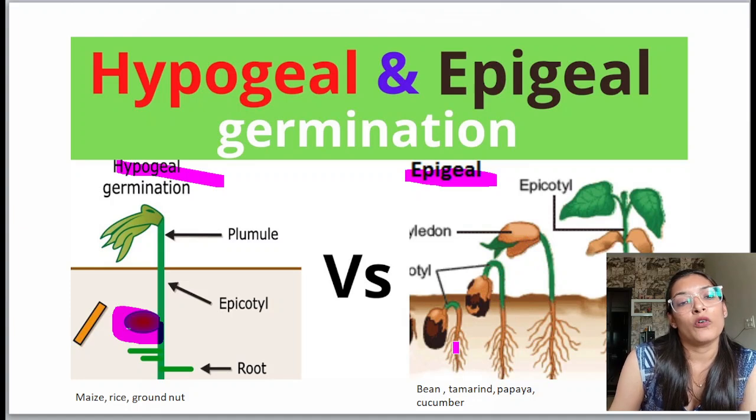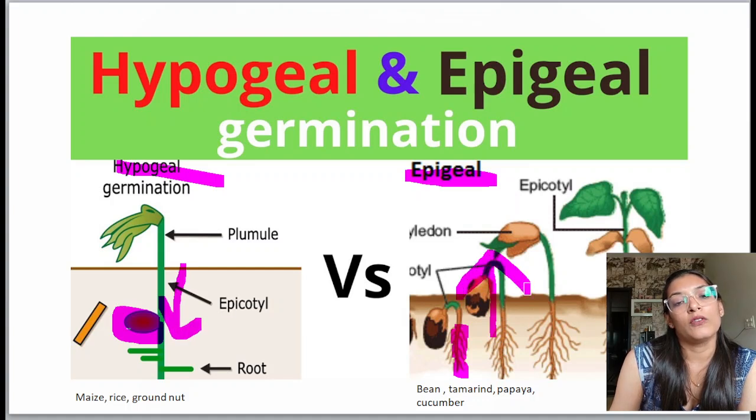Why will it move up? Because the hypocotyl, the part of the seed which has to go below ground, is growing at a faster rate as compared to the epicotyl. So that is why these cotyledons are pulled above the ground. Okay, here they are pushed below the ground, here they are pulled above the ground, because if the structure which is the hypocotyl is growing at a faster rate than the epicotyl, naturally it will push the cotyledons above.